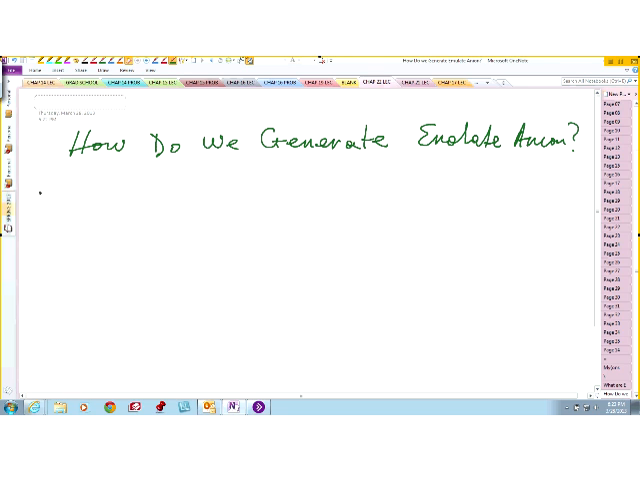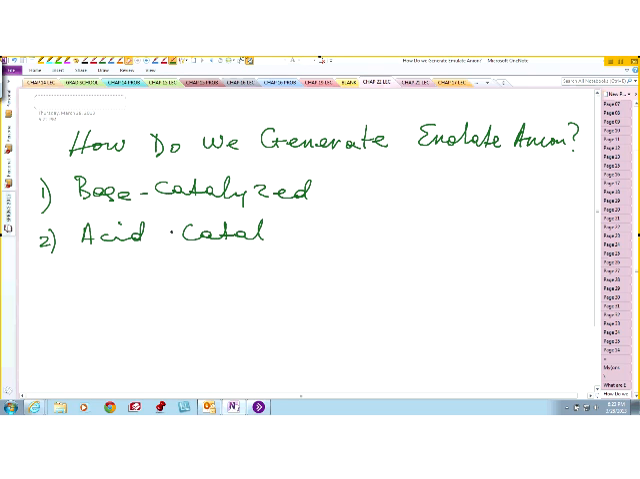How do we generate enolate anion? There are two ways in which we could do it: either through base catalyzed generation, or acid catalyzed. Now let us take a look at the base catalyzed generation of the enolate anion.